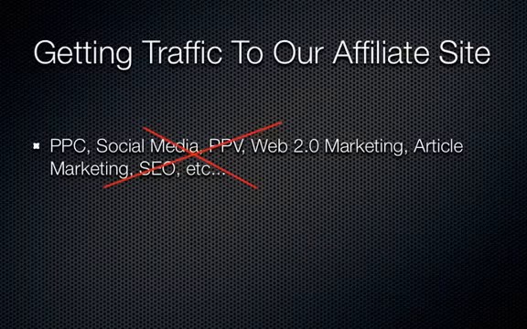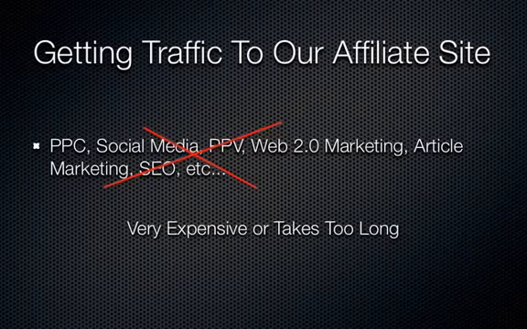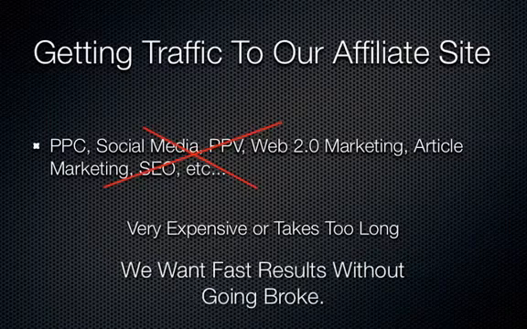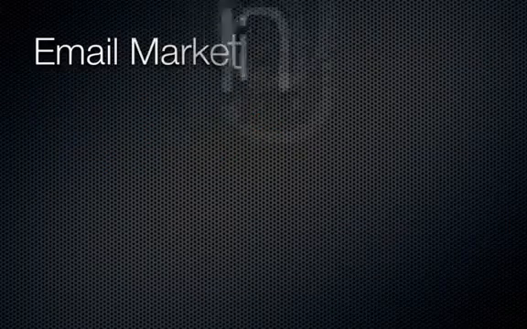But for this particular method, we're not going to use any of those, for a simple reason: it can be either very expensive or it takes way too long for you to start seeing results, especially with affiliate marketing. You don't want to spend a lot of money on advertisement. We want to get fast results without going broke, okay? That's our goal here. So the way I do this, and remember, I'm going to show you exactly how I do this, we're going to do something a little bit differently, and we're going to do it with email marketing.